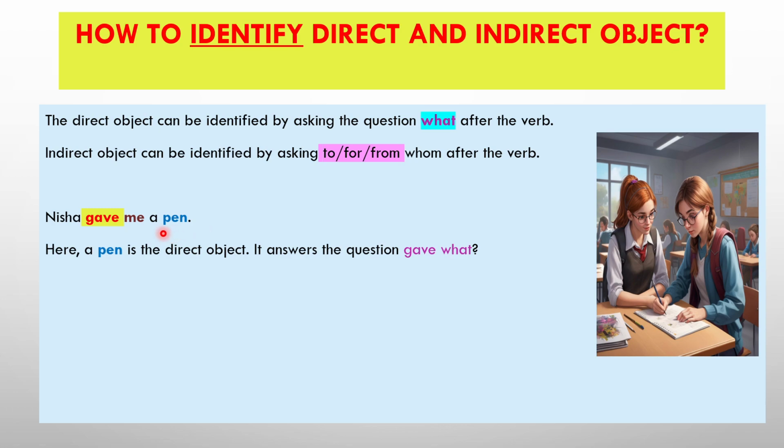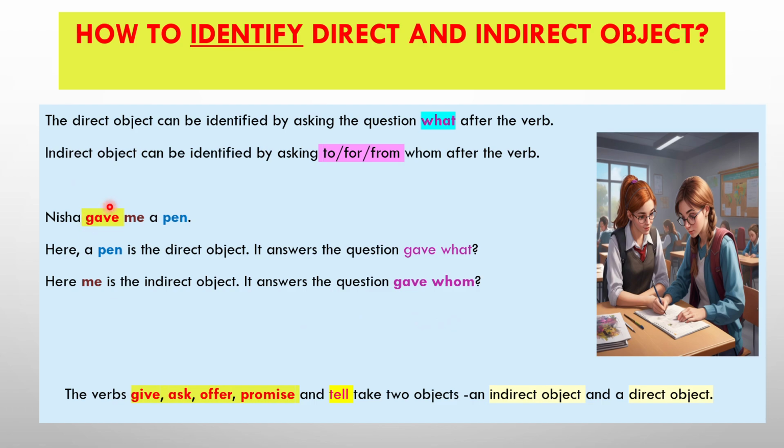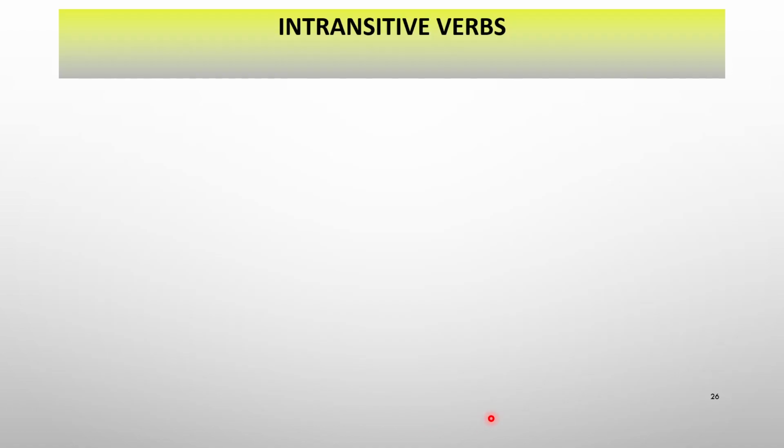So if it is answering the question what, it is the direct object. Here me is the indirect object. It answers the question gave whom. So Nisha gave whom? Me a pen. The verbs give, ask, offer, promise and tell take two objects, indirect and direct object. So give what, ask what, offer what, promise what, tell what, to whom. So it will have to have two objects, one direct and one indirect.